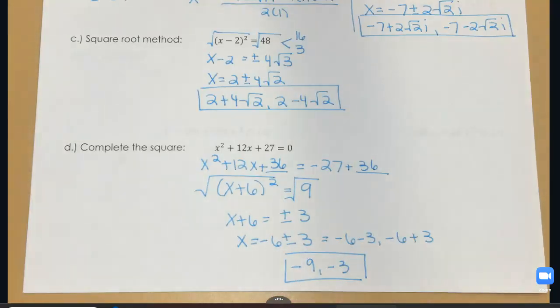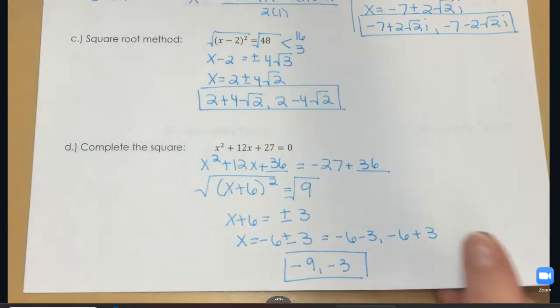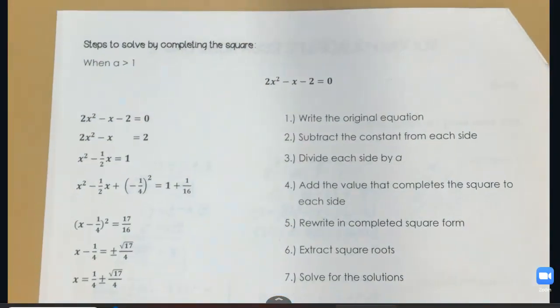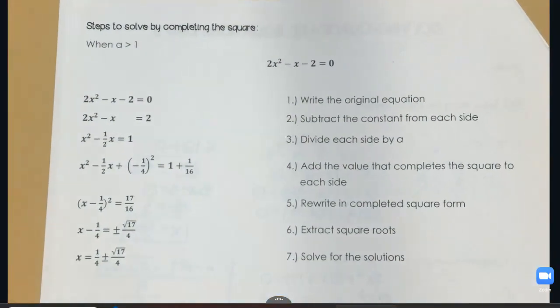And there we go. There is our recap from last time. We are going to now look at solving by completing the square, but when a is not 1. There is an extra step we have to do.